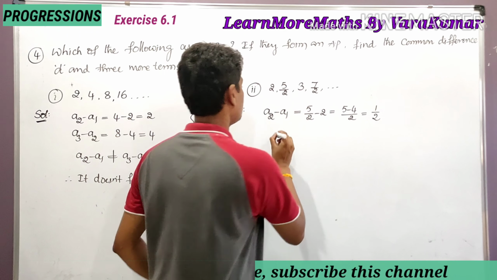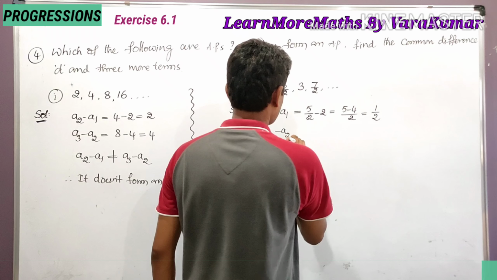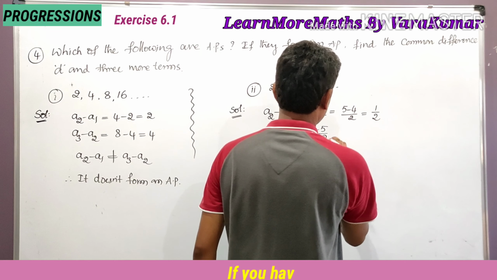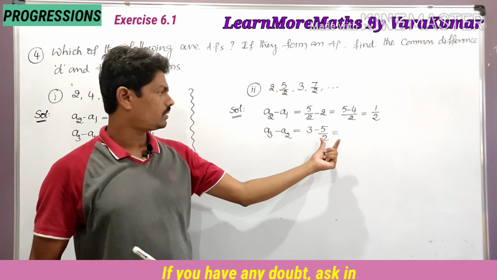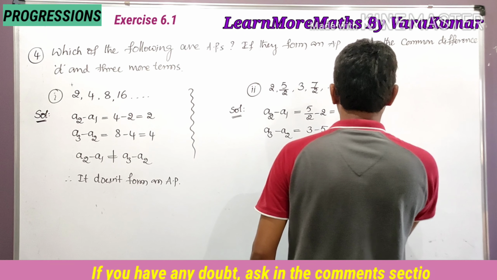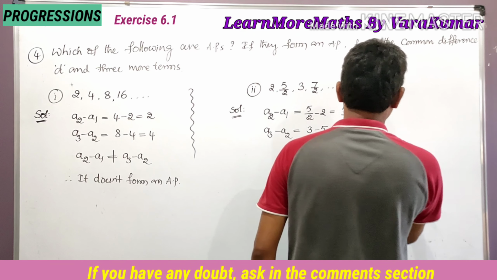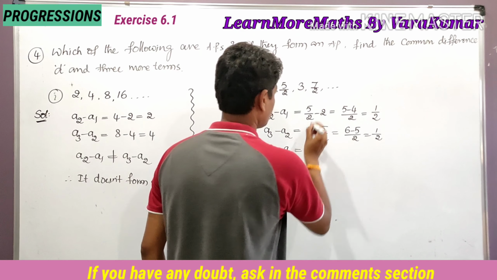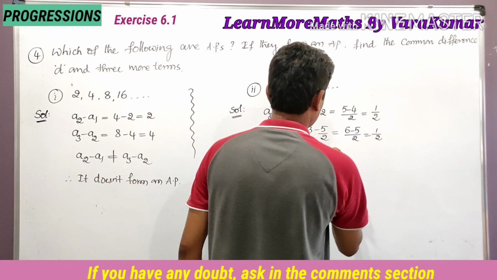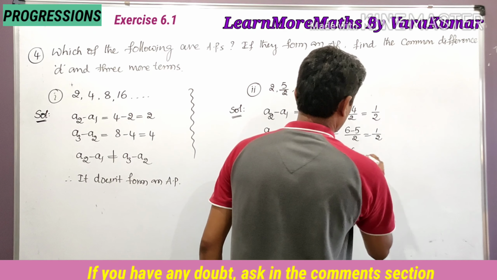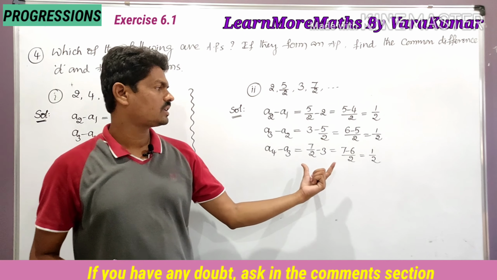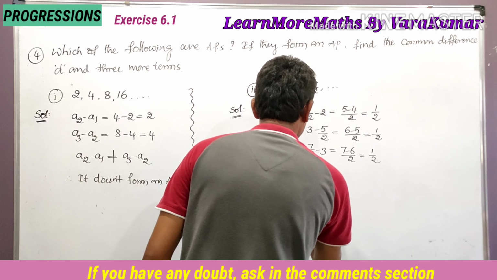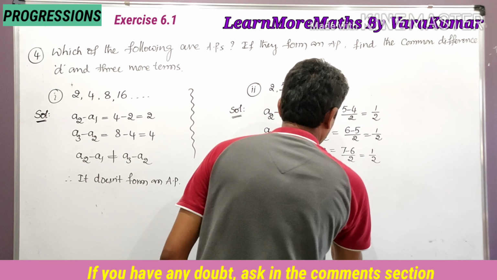In the same way we have to find A3 minus A2, which is 3 minus 5/2. Again, by finding the LCM we get (6 minus 5)/2, which is 1/2. Next, A4 minus A3 is 7/2 minus 3, that is (7 minus 6)/2, which is 1/2. So in all three cases, the common difference is the same. Therefore, it forms an AP.